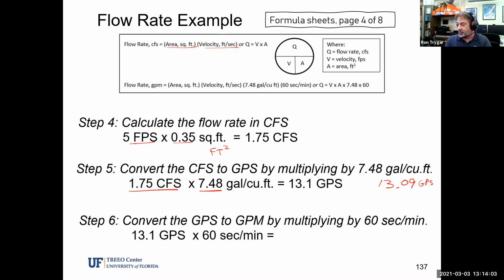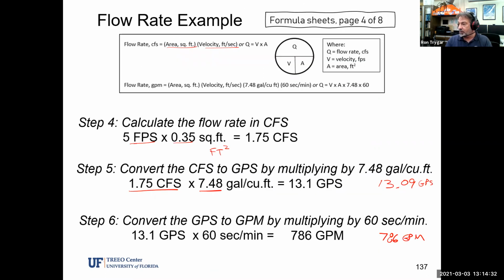Convert the gallons per second into gallons per minute by multiplying by 60 seconds in a minute. So 13.1 gallons per second times 60. And over here, I'm going to write 786, because I think now this is the gallons per minute. And we had 786 gallons per minute. So there we go. There's our flow rate in gallons per minute.